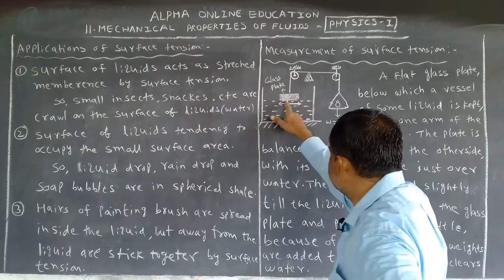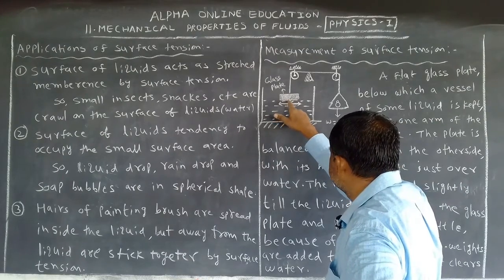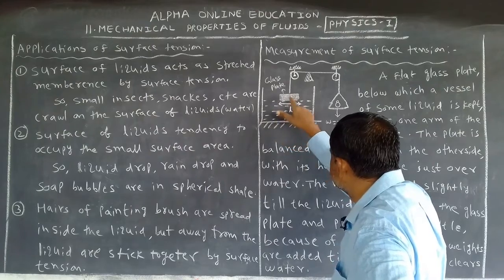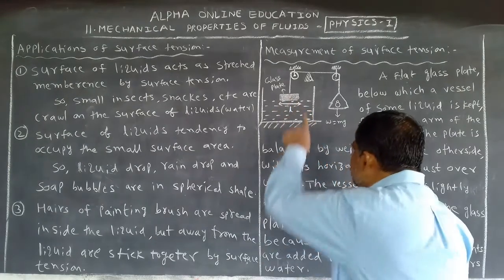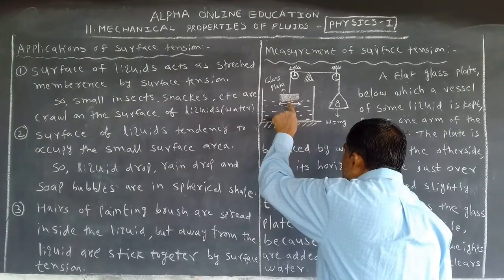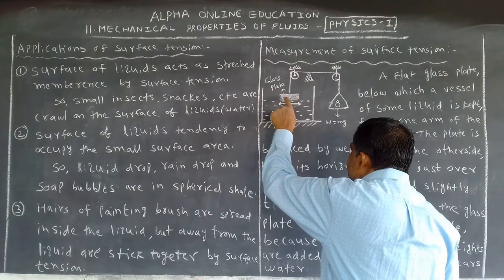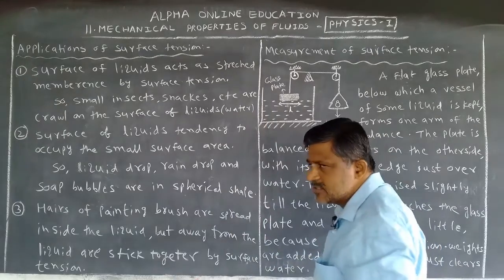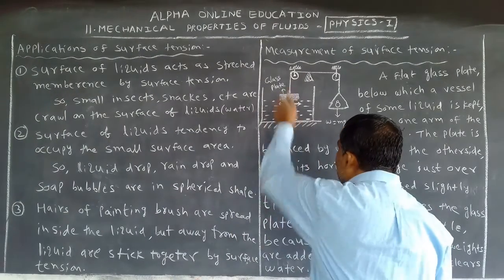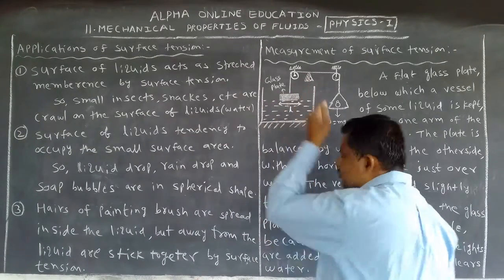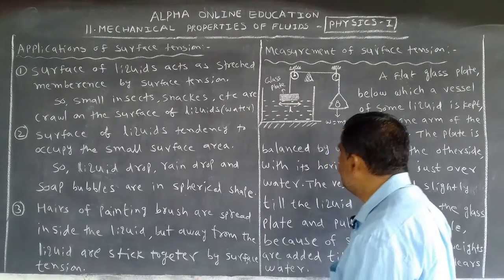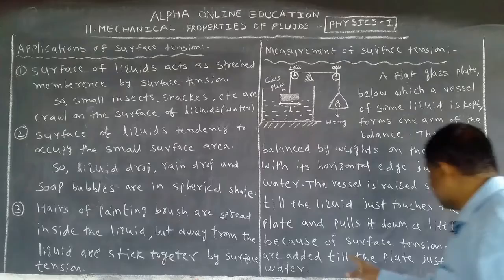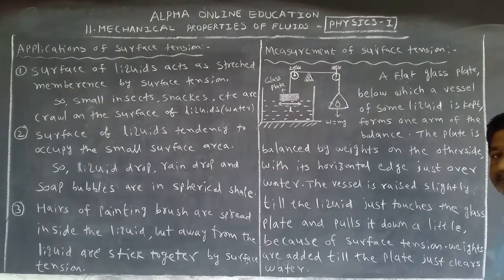When it just touches, the water pulls the plate a little distance. Why does it pull? Here water is there. It is one molecule, and this is another molecule. Between them which force is present? Adhesive force. It pulls. Water pulls the glass plate because of surface tension.